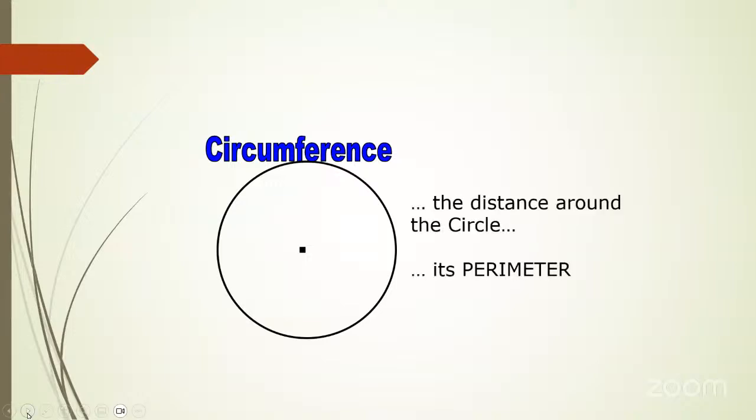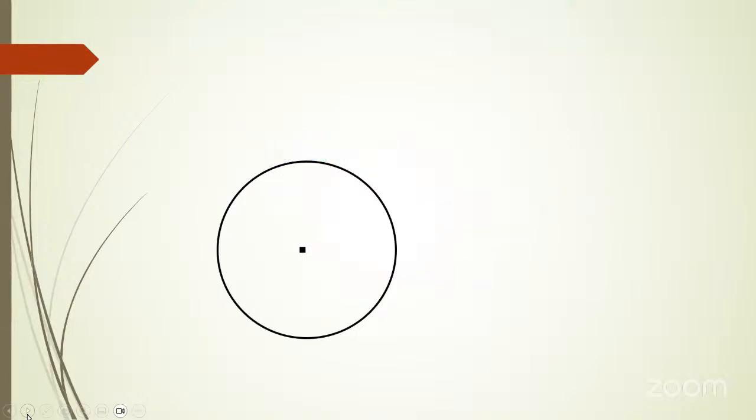So the circumference is the distance along or around the circle, or in other words, the perimeter. We're more familiar with the perimeter, but we don't normally use that term when we're talking about the circle. We normally refer to it as the circumference, but it's one and the same. This right here is the diameter.